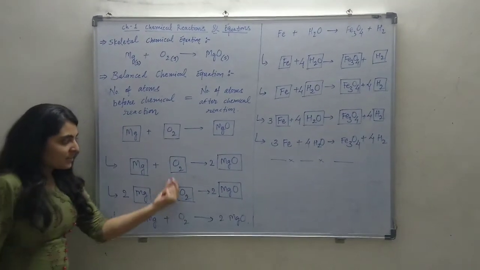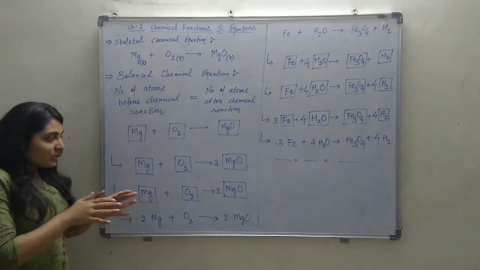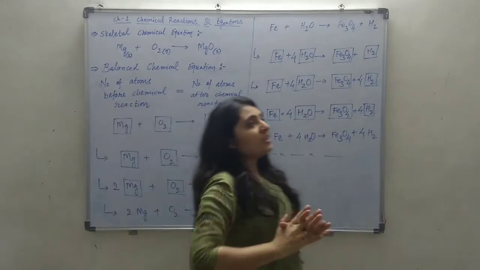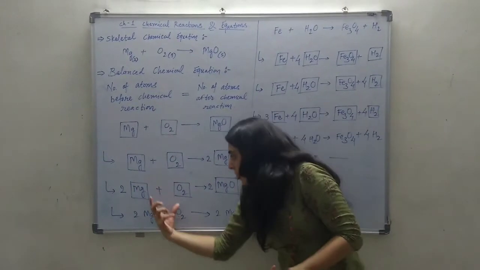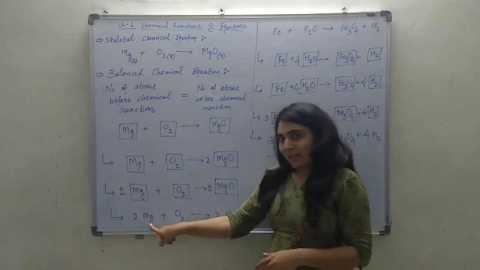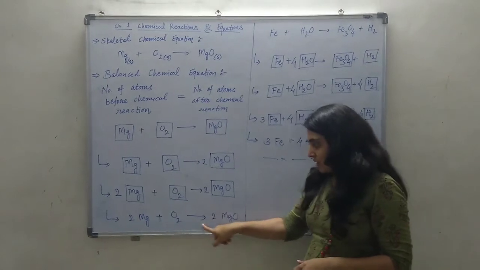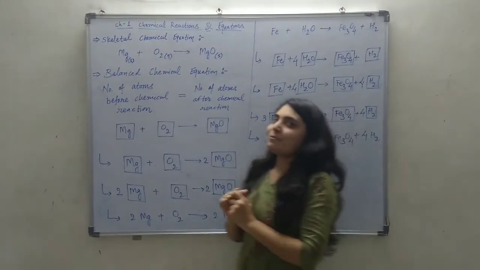2 oxygen on left hand side, 2 oxygen on right hand side. Now, the number on both the sides is equal. So, our equation is balanced now. Final balanced equation we can write like this. 2 magnesium plus O2 gives 2 magnesium oxide. This equation is balanced.